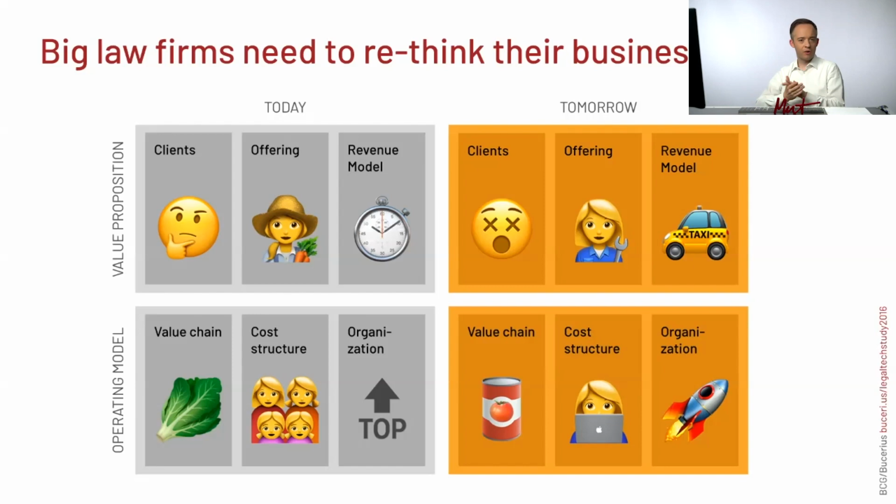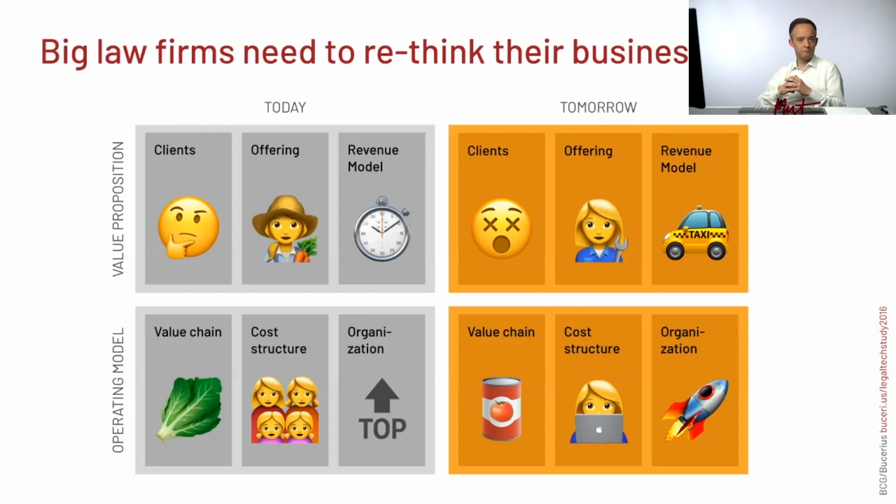So let's first look at clients. Clients in the traditional model need help with the law. They need someone who can figure out a legal question, who can file a claim. That's really all they want. So they'll go there, they get a lawyer, but what they expect you to do is help them with a very specific legal problem. And experts are good for that.